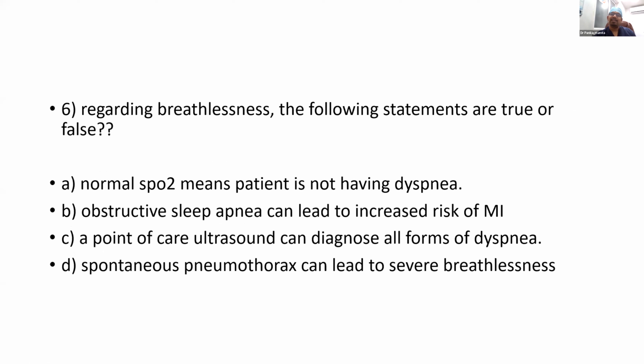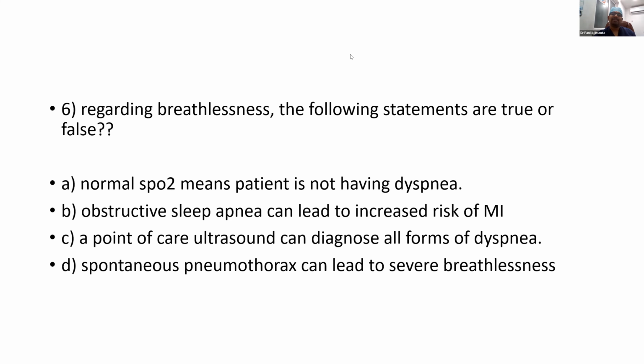Question 6, regarding breathlessness, which of the following are true or false? Okay, so the statements are: A, a patient having a normal SpO2 means that the patient is not having dyspnea. True or false? But it's showing normal, no? Why are you saying it's false?